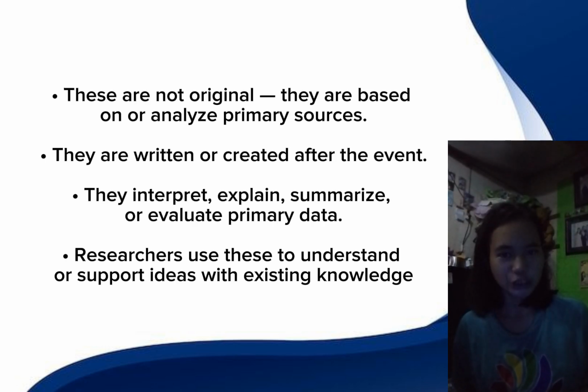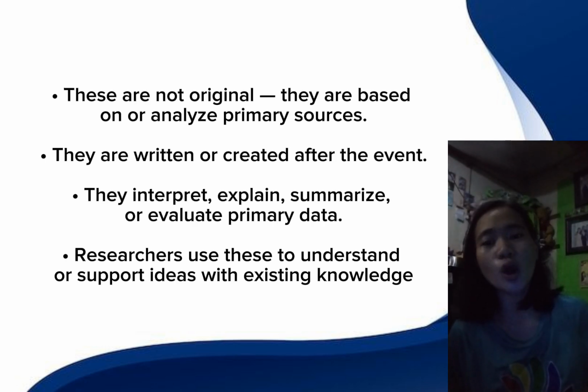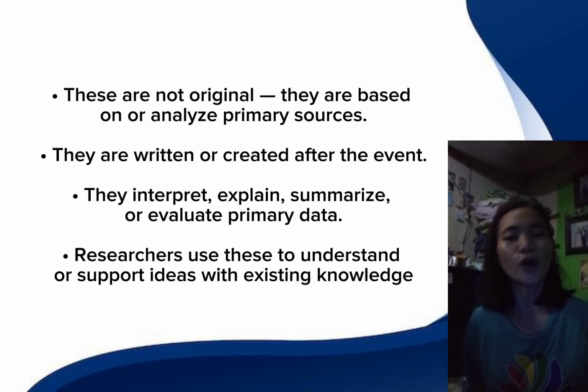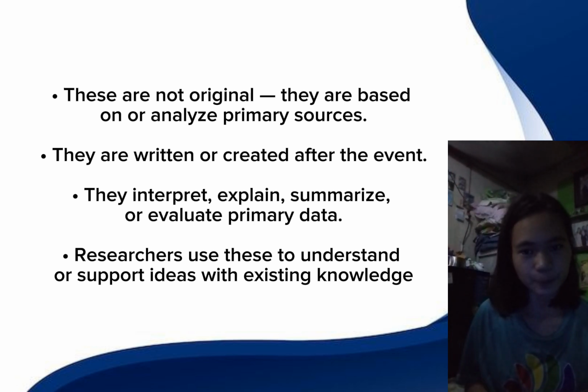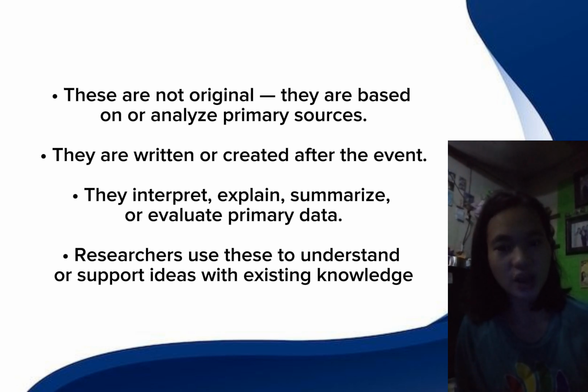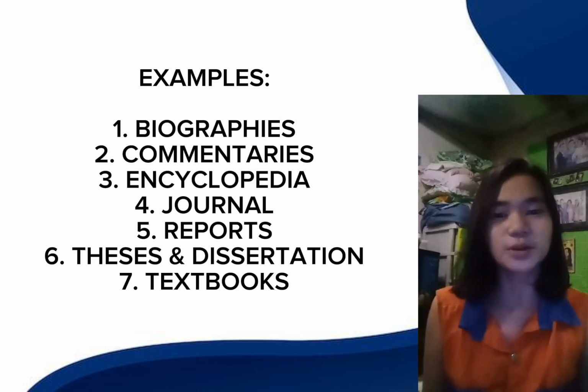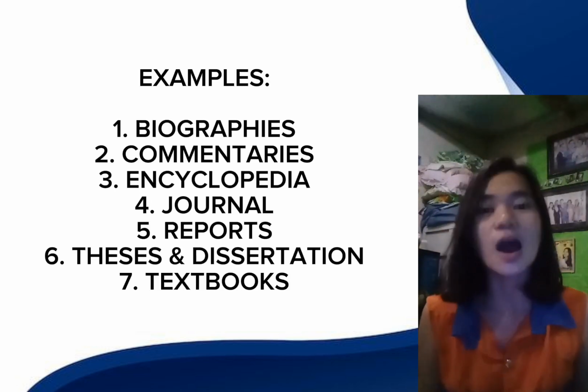These are not original. They are based on or analyzed from primary sources. They are written or created after the event. Researchers use these to understand or support ideas with existing knowledge. There are 7 types or examples of secondary sources.